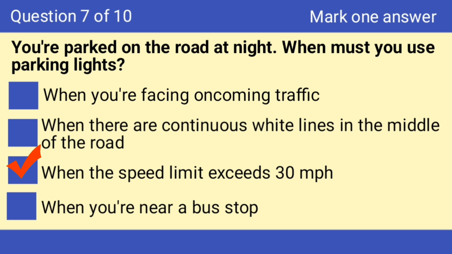The correct answer is when the speed limit exceeds 30 mph. Explanation: when parking at night, park in the direction of the traffic. This will enable other road users to see the reflectors on the rear of your vehicle. Use your parking lights if the speed limit is over 30 mph.